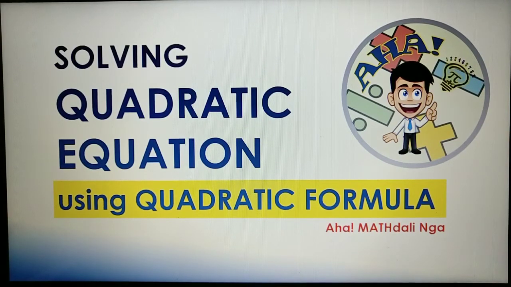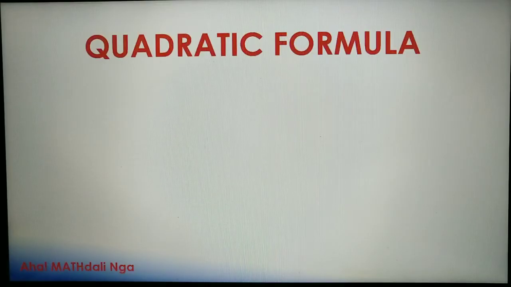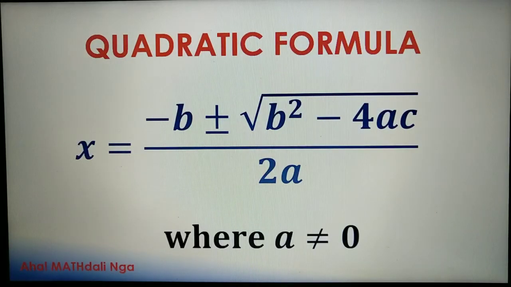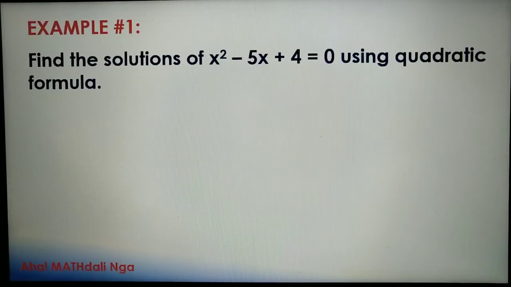Again, we will be talking here about finding the solutions of a quadratic equation using the quadratic formula. This is a quadratic formula: x is equal to negative b plus or minus the square root of b squared minus 4ac all over 2a, where a should not be equal to 0. Example, find the solutions of x squared minus 5x plus 4 equals 0 using quadratic formula.